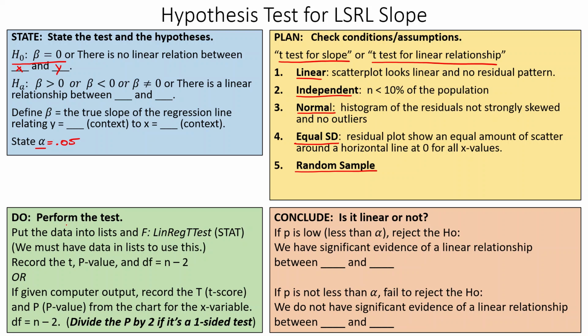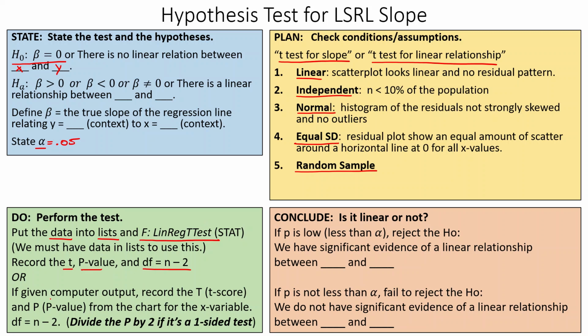All right, to perform the test, so if you have the actual data, you put them into lists, and then this is LinRegTTest under our test menu. All right, we'll record the t, the p value, the degrees of freedom, and it gives you everything else. Like it gives you the intercept, it gives you the slope, it gives you r, it gives you r squared, it gives you lots of stuff there.